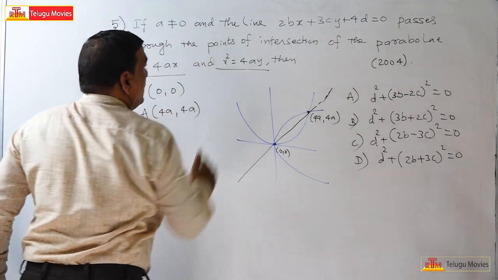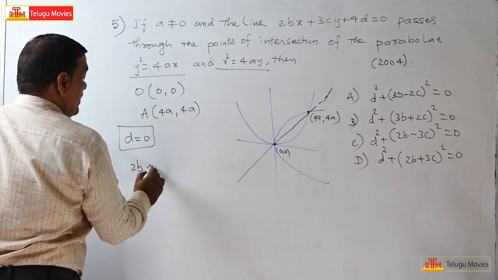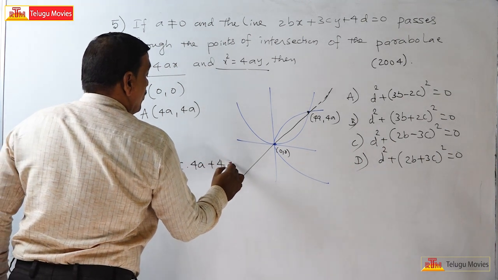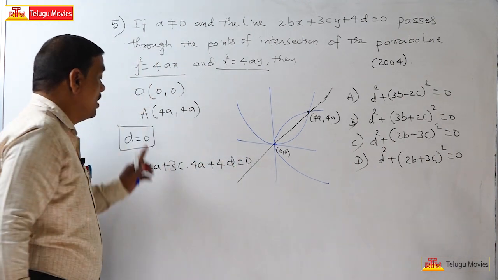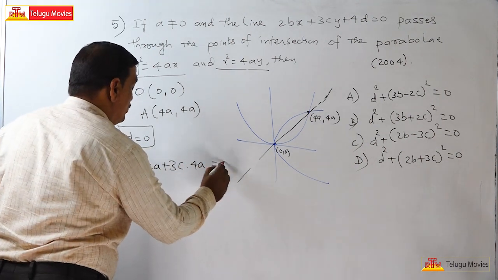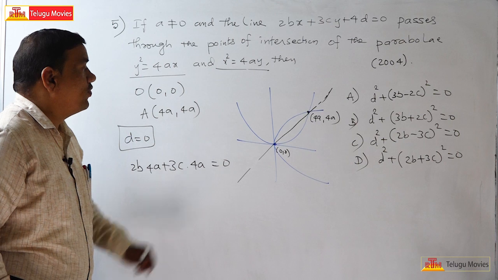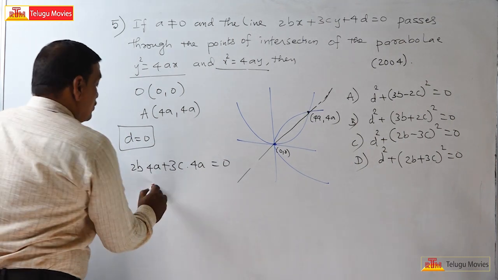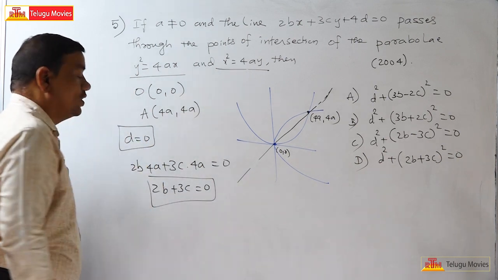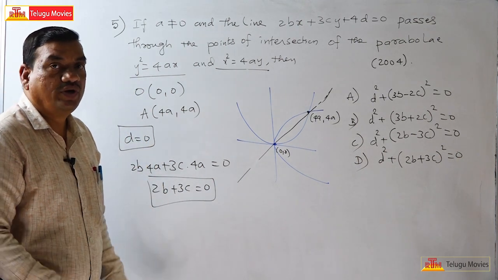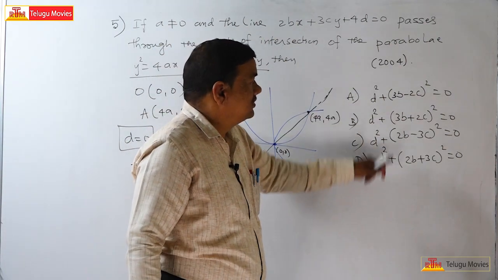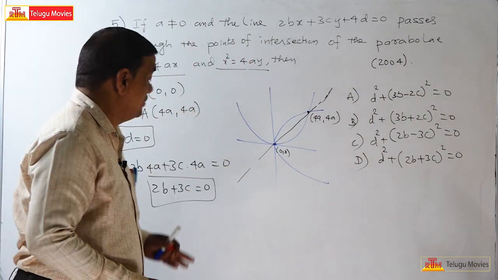So 2b into 4a plus 3c into 4a plus 4 into d is equal to 0. Already the d value 0 we got, so we can remove this. It is equal to 0. See here, 4a we can cancel here. So this is 2b plus 3c is equal to 0. We got another equation. Now see the answers. So let us combine these two equations.